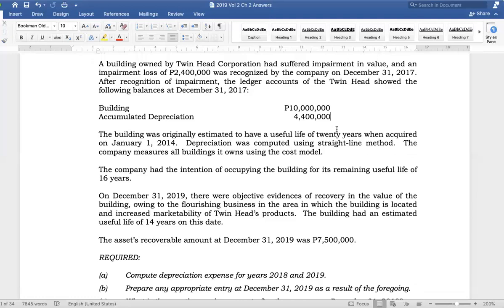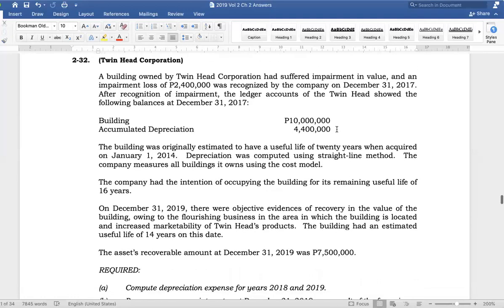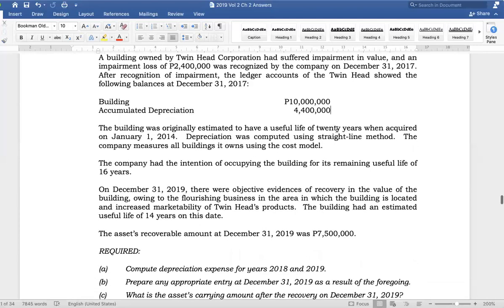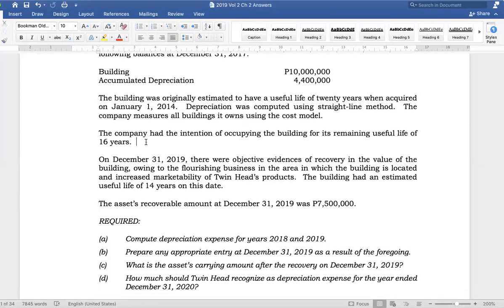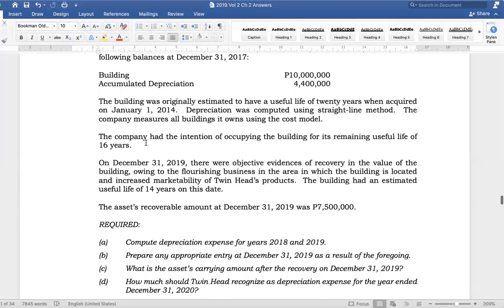The building was originally estimated to have a useful life of 20 years when acquired on January 1, 2014. Now it is 2017. So 14, 15, 16, 17. So that is after 4 years. Depreciation was computed using the straight line method. The company measures all buildings it owns using the cost model. The company had the intention of occupying the building for its remaining useful life of 16 years. So if this 16 years is the remaining based on original estimated life, that means that the original estimated life is 20 years. That is 16 plus 4 prior years.